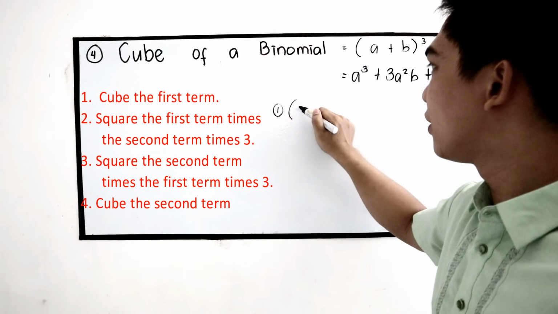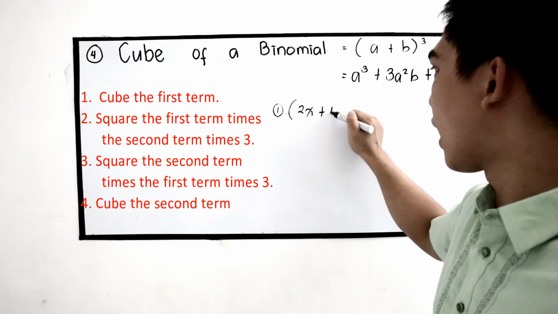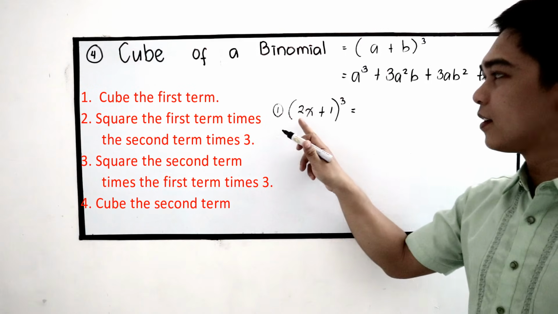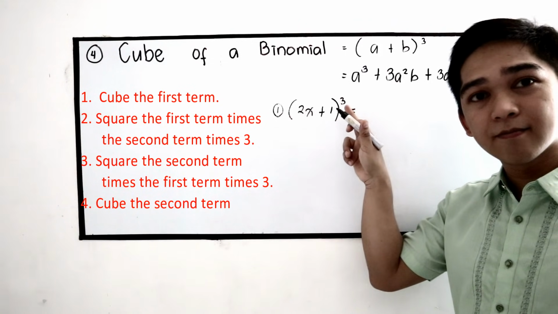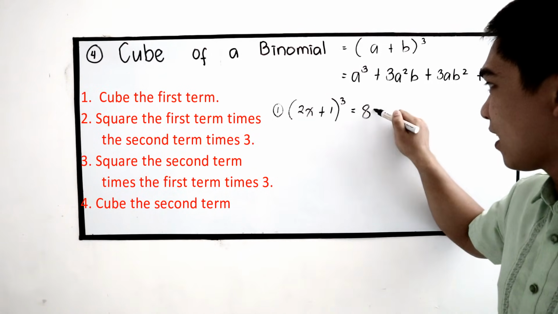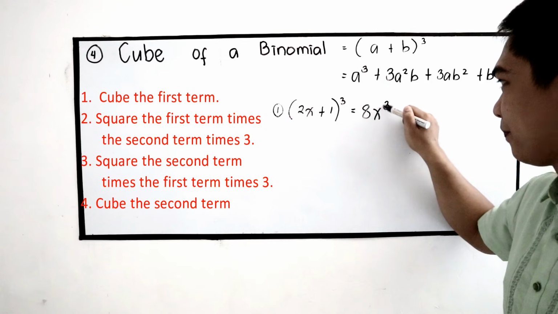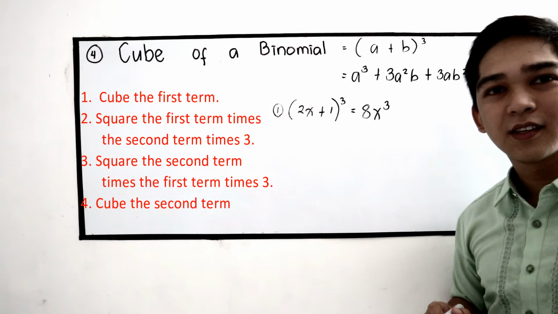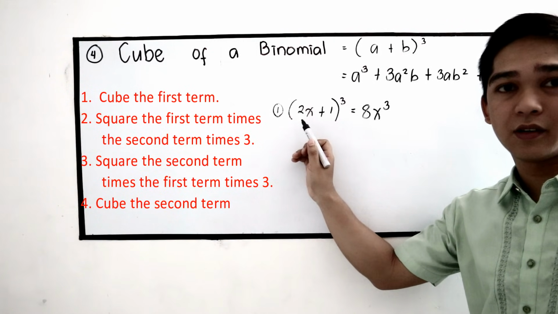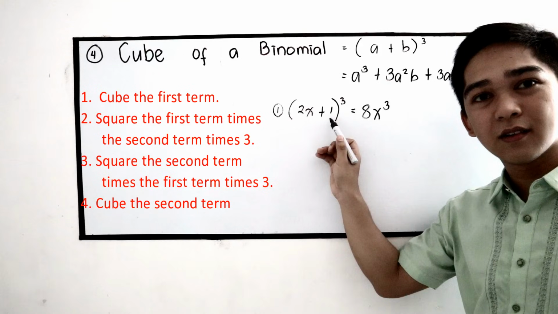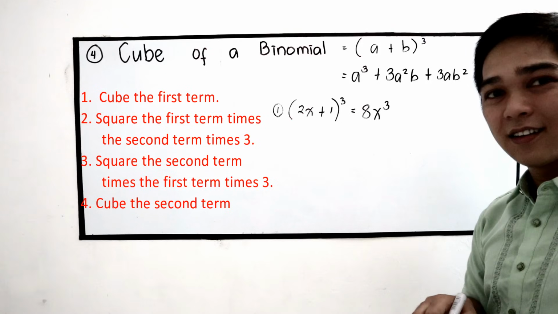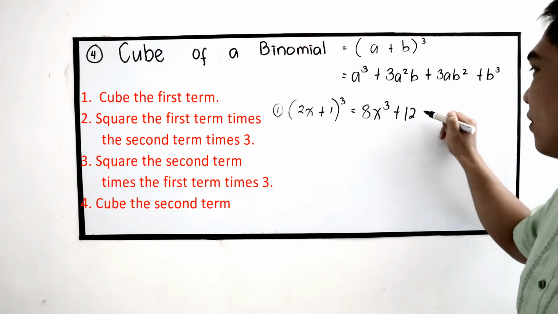Let's say we have (2x + 1) cubed. Cube the first term, 2 cubed, 2 times 2 times 2, 8. Then x cubed. Next, square the first term, 2 squared, that is 4, times the second term, 4 times 1, 4, times 3, positive 12x squared.